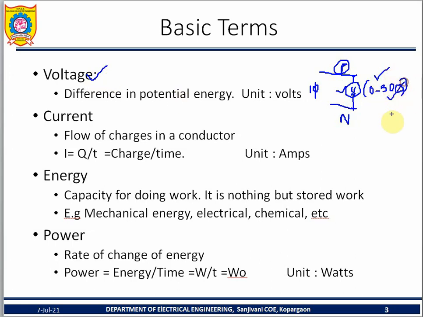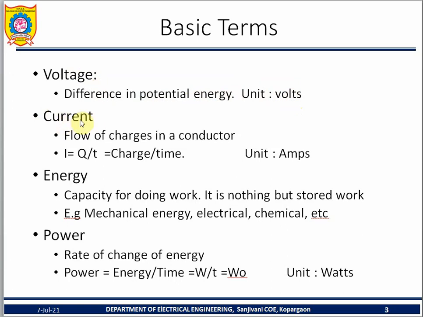This is the range, and the type of the meter is for AC power supply. When you measure voltage on an AC power supply, the type of the meter is called a moving iron. When you do DC voltage measurement, the type is called MC, a moving coil. So you use the MI or MC type of meter. Coming back, voltage is nothing but a potential difference across two points, and the unit is volts.